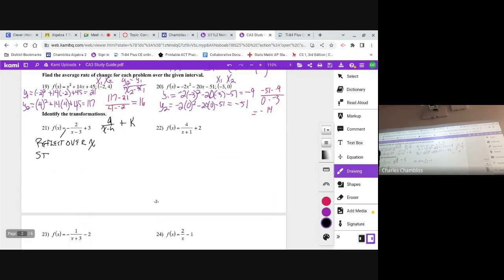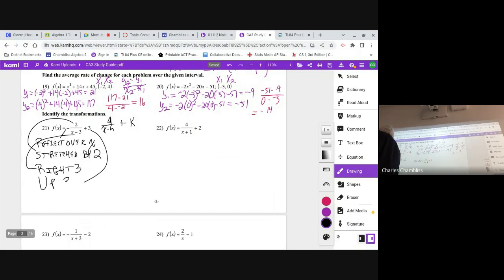It is stretched by 2. It is shifted right 3 by that minus h in the denominator, and then the plus 3 shifts it up 3. Again, this is just remembering the forms, and really, it's looking for a, h, and k. We have looked for and sought out a, h, and k in every function that we have dealt with. Okay.